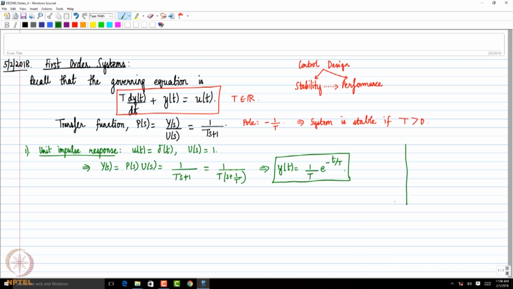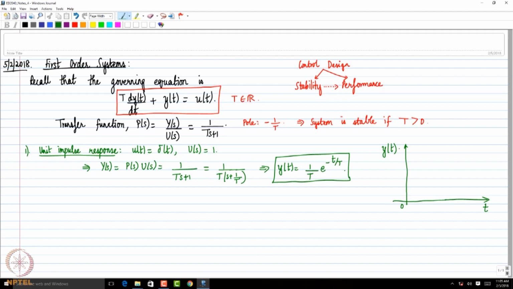So that's the unit impulse response, right? Whenever we want to calculate all these responses, I'm sure by now you have got the general process. You use the system transfer function and the corresponding input, take the inverse Laplace transform, get the function in the time domain, and also typically comment on the output. We can immediately see that for capital T greater than 0, as t grows to infinity, y(t) goes to 0, right?